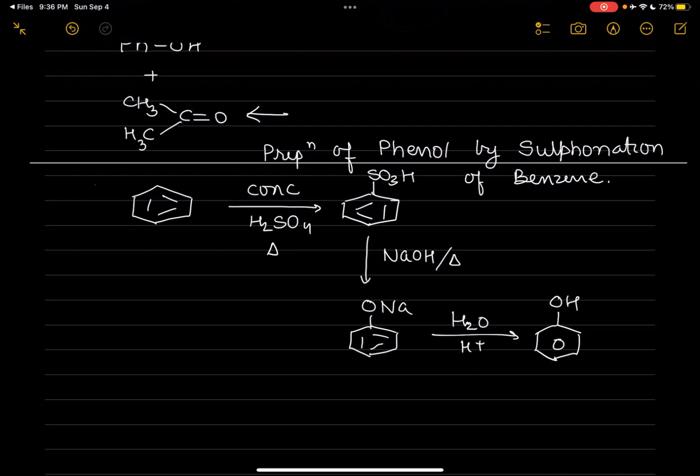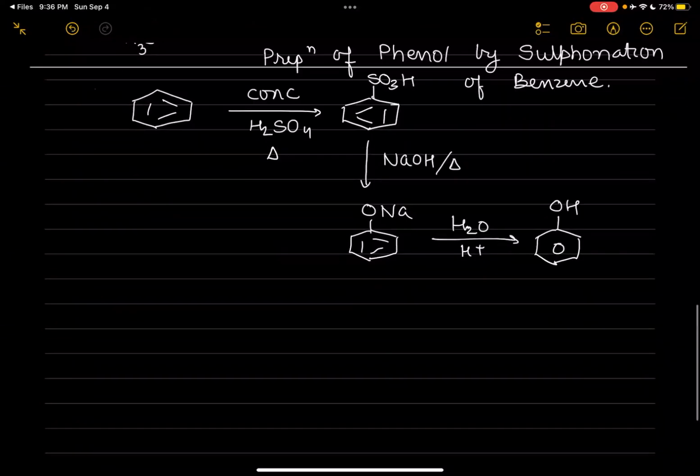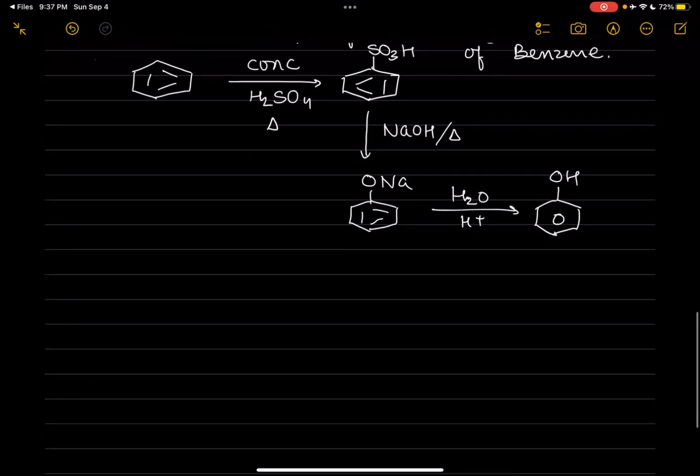So it is the preparation of phenol by sulfonation, right? You prepare benzene sulfonic acid by sulfonation of benzene, and you take NaOH and heat, the sulfonic acid group will be replaced by the OH group. Because it is a basic medium, OH will become ONa, so you need H plus, protonated water, to get back to OH. Is it clear? Any doubts on this?